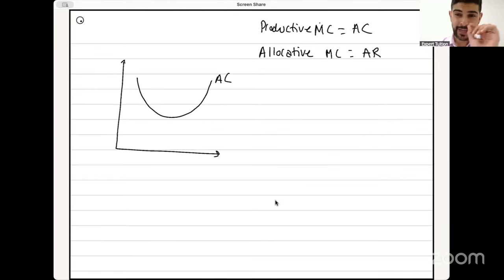The parrot makes that sound, MC equals AR. That is how I remember it forever now. What a legendary way to remember it. If that works for you, it works. Who knows if it does? Anyways, MC equals AR is allocative efficiency.